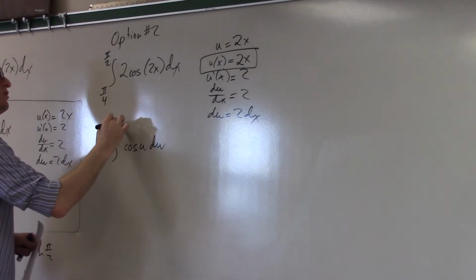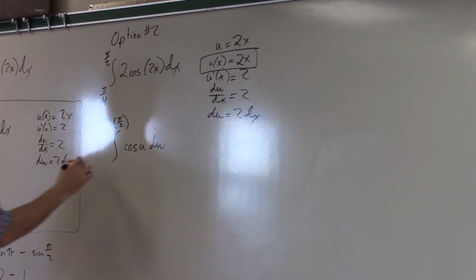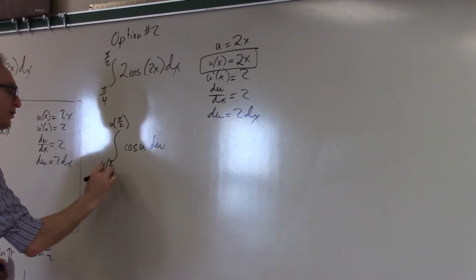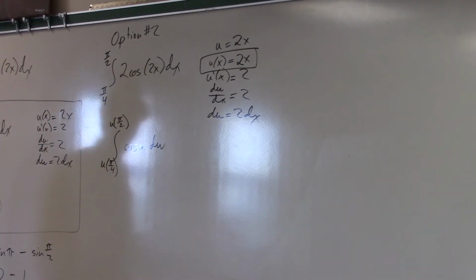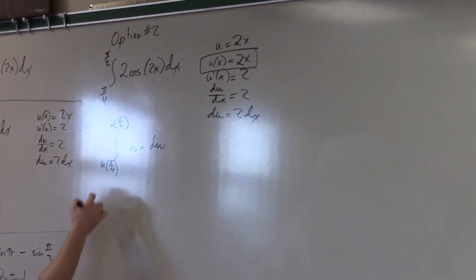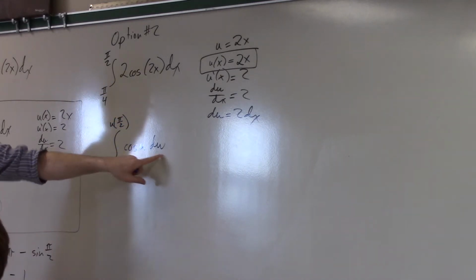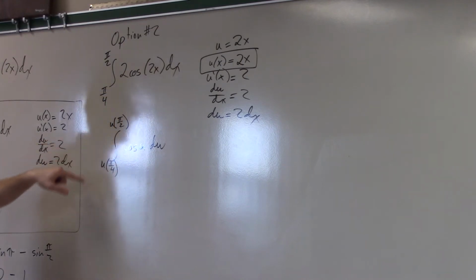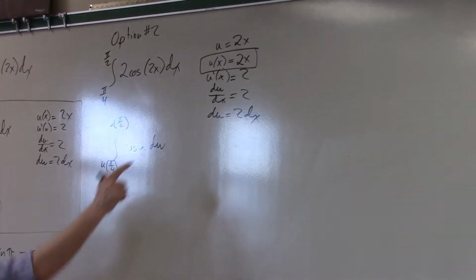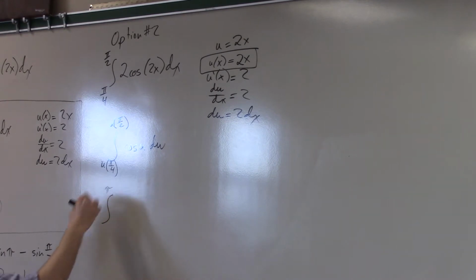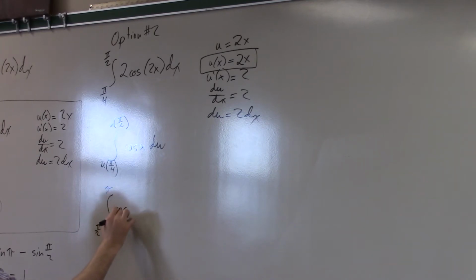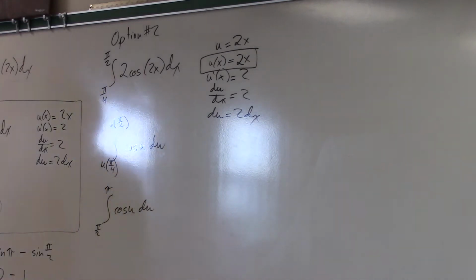So what is u of pi over 2? And what is u of pi over 4? It is kind of cool. What I'm doing is converting the integral directly into another integral, just in a different variable. But when I convert the variable which I'm integrating with respect to, I have to convert the limits of integration also. So u of pi over 2 is just pi, right? And then this is just pi over 2. And now all I have to do is take the integral from pi over 2 to pi of cosine u du. And what is that?